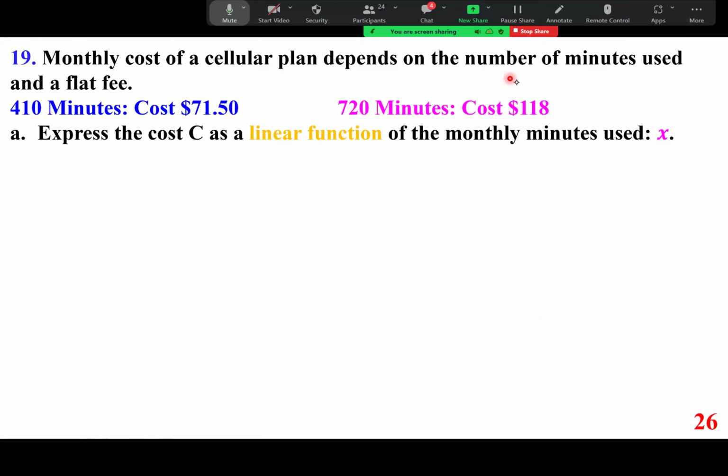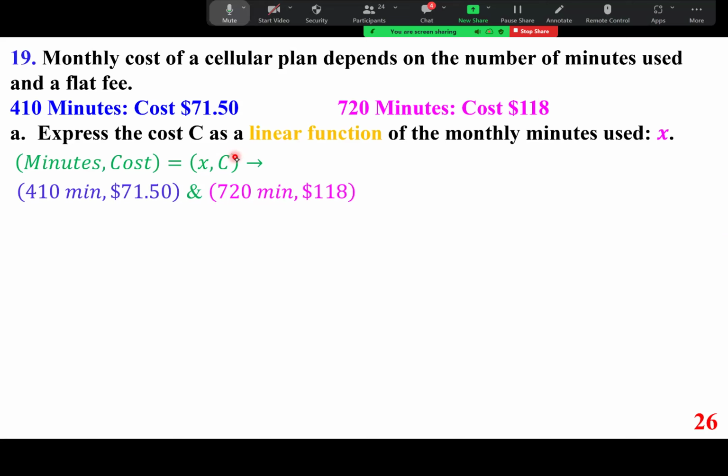Monthly cost of a cellular plan depends on the number of minutes used and a flat fee. 410 minutes for $71.50, 720 minutes for $118. Express the cost C as a linear function of the monthly minutes used. Now, monthly minutes would be X. So minutes and cost, that means X comma C. It's important to know your pair. Normally it's X and Y, not the case here. And so what we are dealing with is the pair 410, 71.50, 720, $118. So those are the pairs according to X comma C, because cost is a function of X number of minutes.